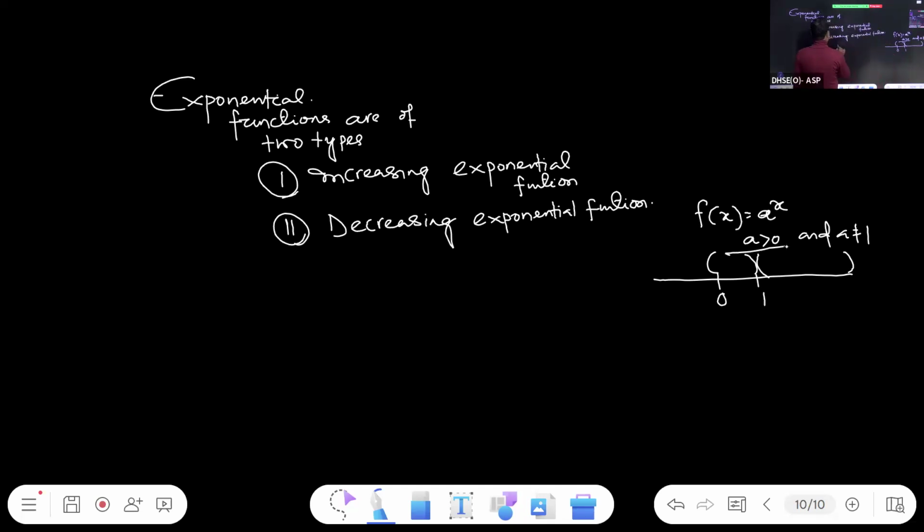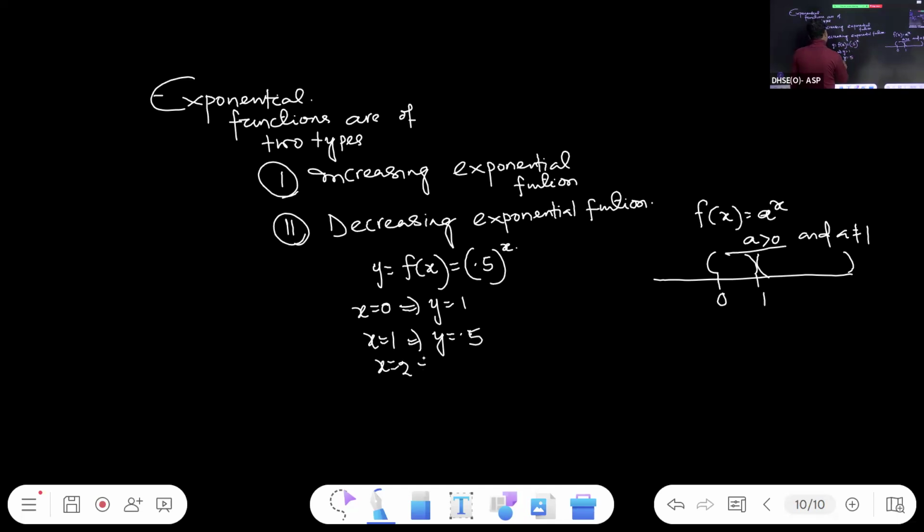Let's come to a particular case. Suppose f of x is equal to 0.5 to the power x. If you take x is equal to 0, then the value of y will be 0.5 to the power 0, which is 1. If you take x is equal to 1, then the value of y will be 0.5. If you take x is equal to 2, then the value of y will be 0.25.